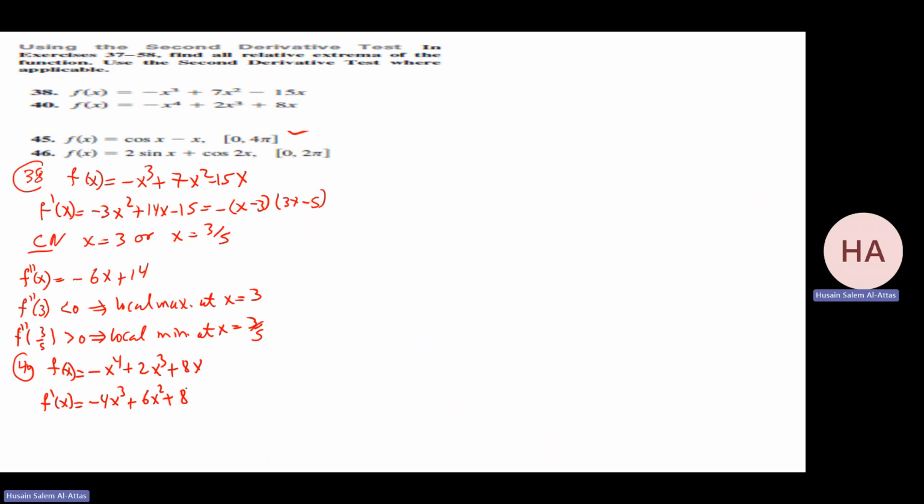Actually, this will be factored using the... You need to notice, 2 is a root, and then you can factor it using the rational zero theorem. Or you just divide by x minus 2, you get the rest.